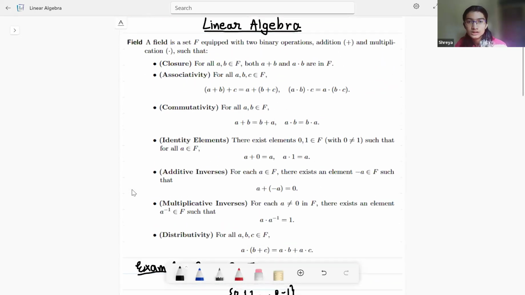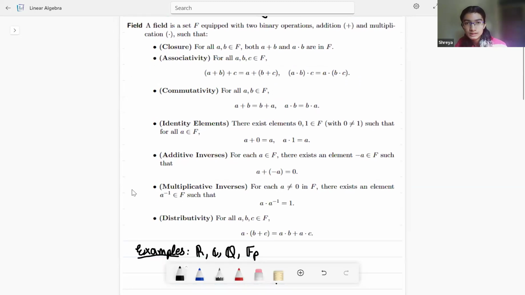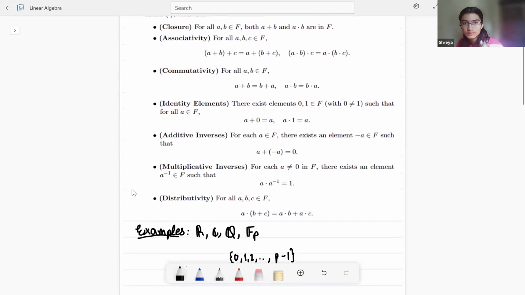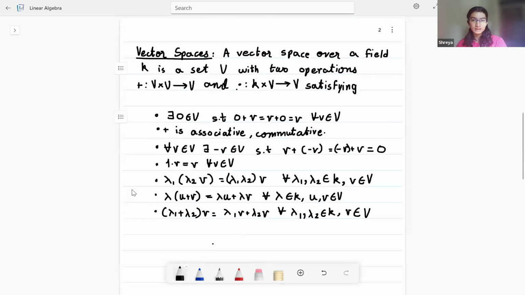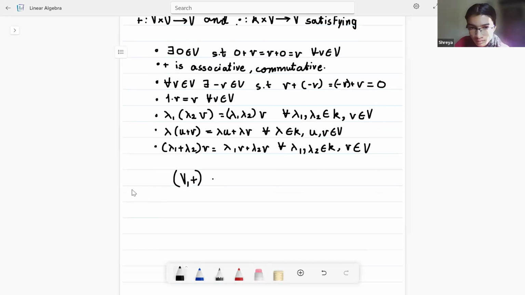And this definition of a field is saying that it's an abelian group over addition and multiplication if we remove 0. And this is saying that the vector space forms a group with addition, and a commutative group. Okay.